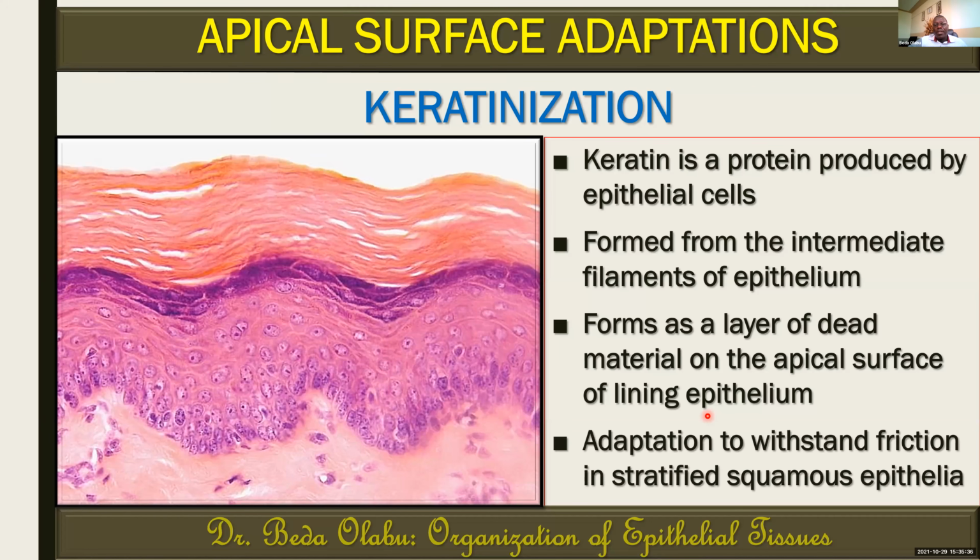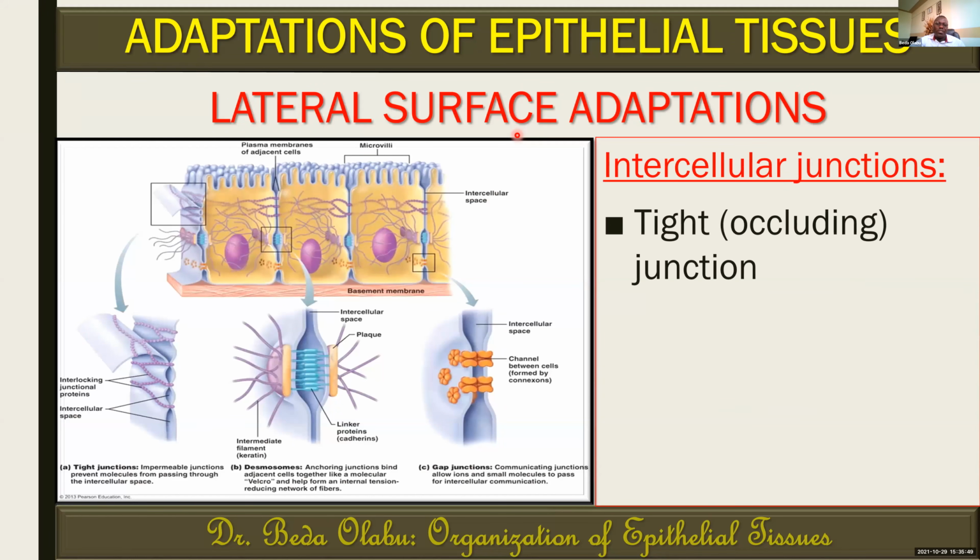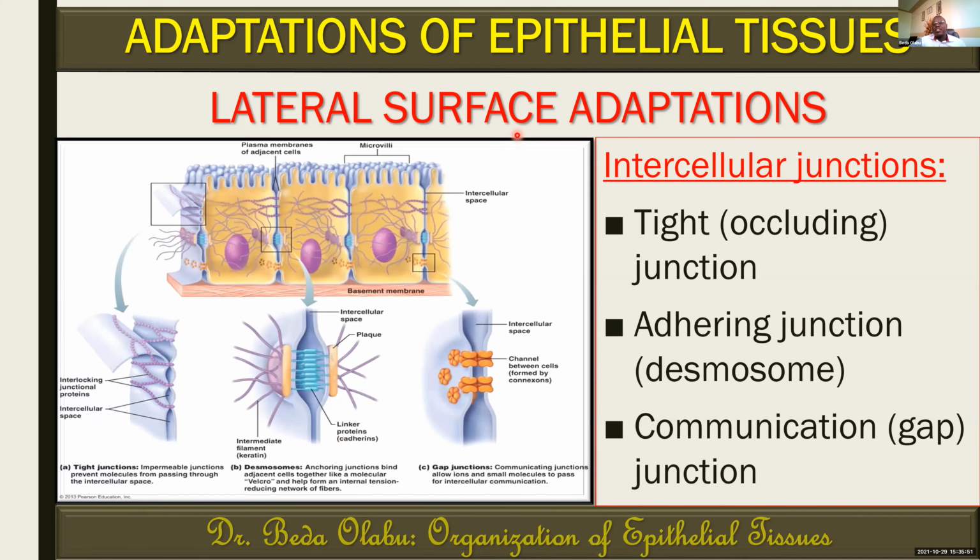So anyway, keratinization is an adaptation to withstand friction. Those are apical surface adaptations. How about lateral surface adaptations? I'll be quick on this because you may have done it under cell biology.